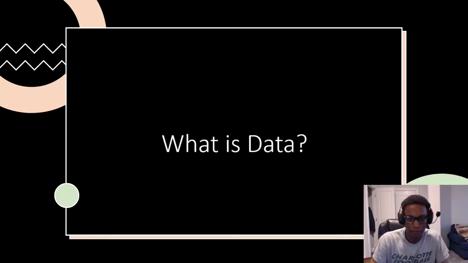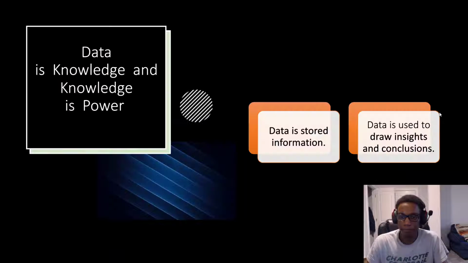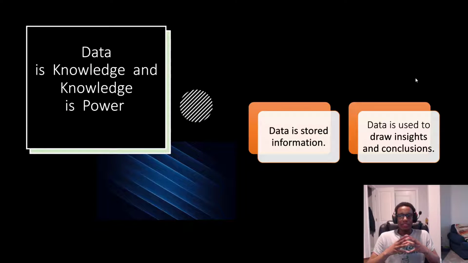What is data? Data is simply stored information, stored facts that we can reference later to make smart decisions, right? So we can use this information to make smart decisions. That's it. If you need to click off, that's it. So data is knowledge and knowledge is power, okay?